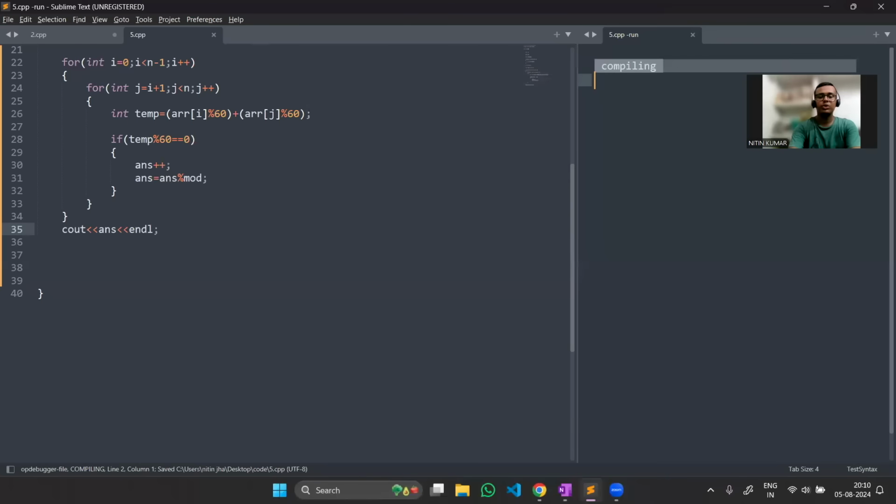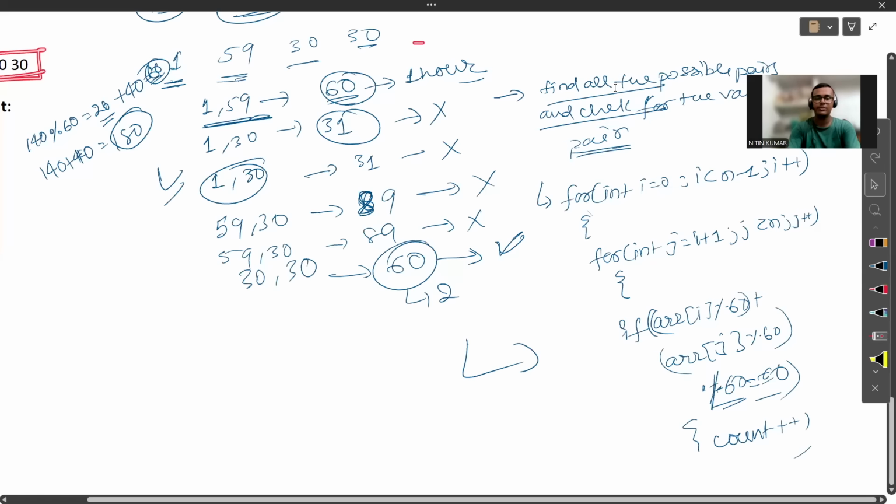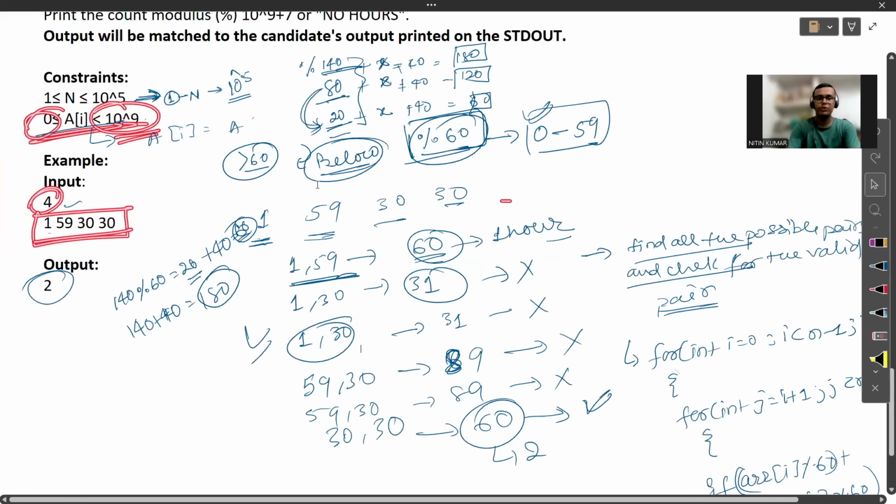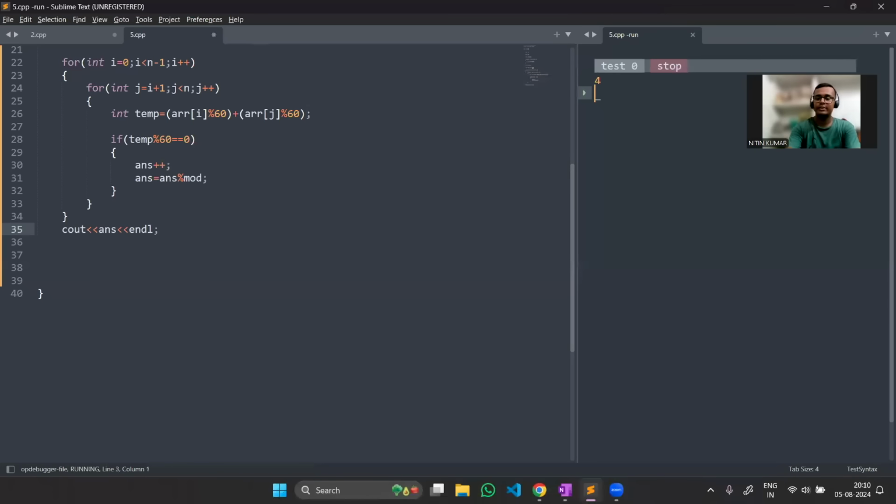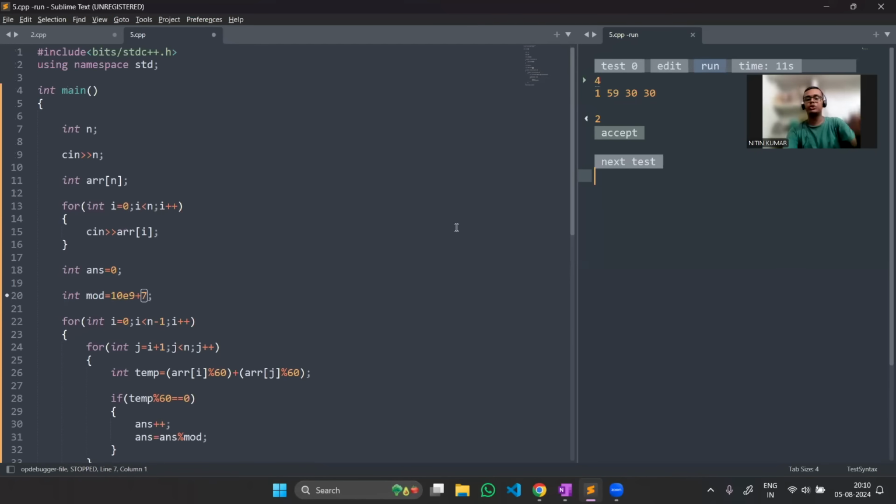Okay, so now let's run it. The test case would be: we have to see 4 as the size, and the elements will be 15, 9, 30, sorry, 30 and 30. Let's see the outputs coming as correct as we need. So this is the code. This is the brute force code.